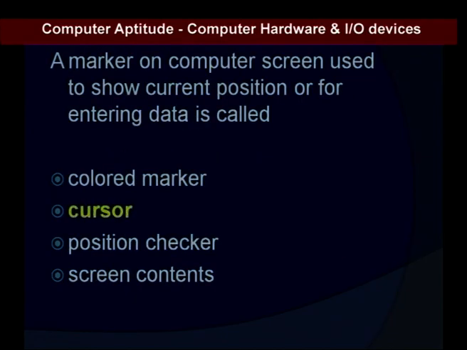Next, the marker on the computer screen used to show the current position for entering data is called a cursor. Whenever they are using the cursor, this is the cursor. So, I will explain what is the first line and what is the second line. It is useful for clarity, I will show it and explain it. So, that is the use of the cursor position for entering the data, called a cursor.